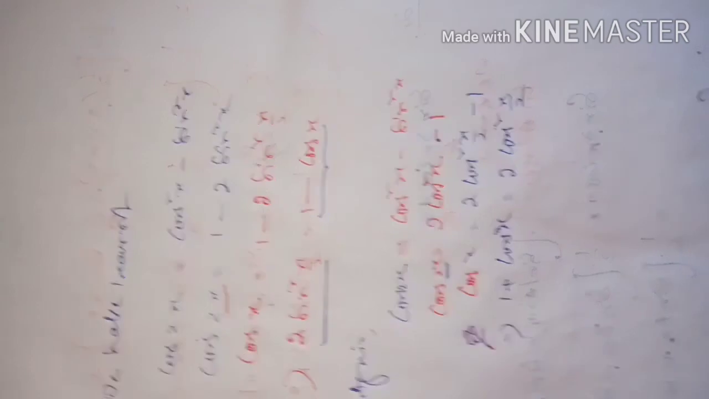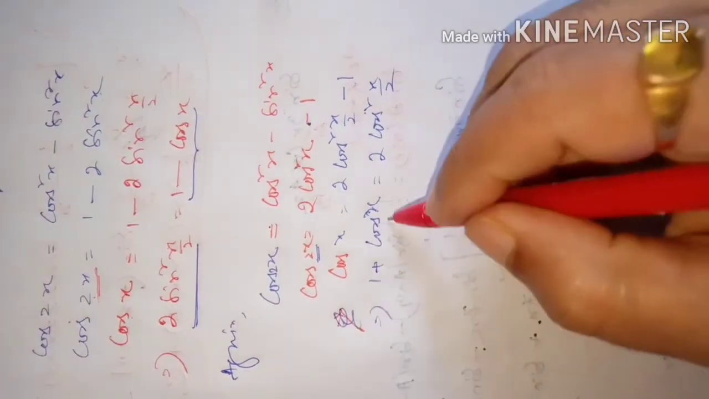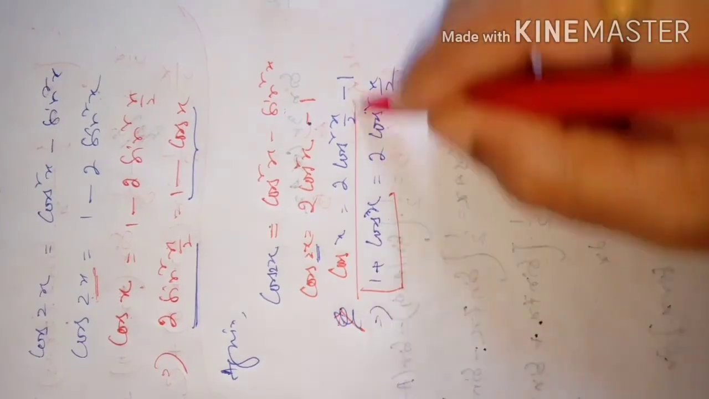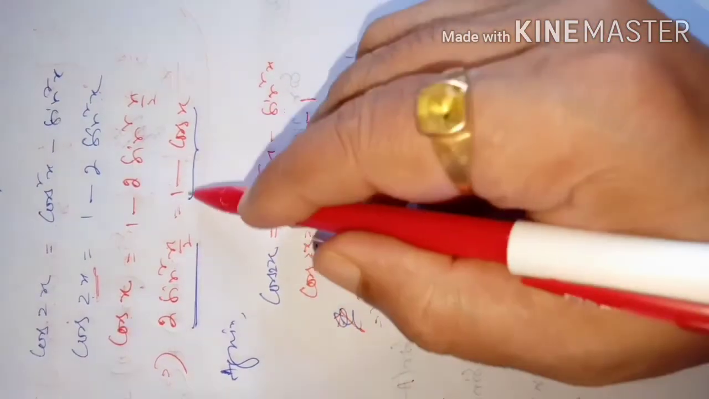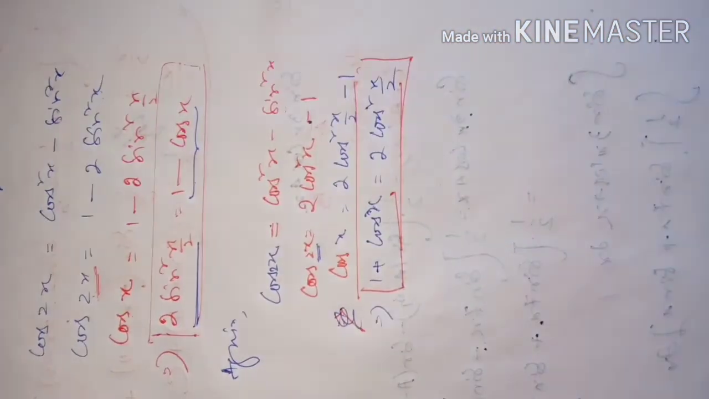So dear students, you have noticed that 1 plus cos x can be substituted by 2 cos square x by 2, and 1 minus cos x can be substituted by 2 sin square x by 2. So that is what we will do now here.